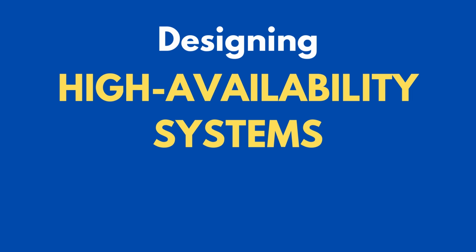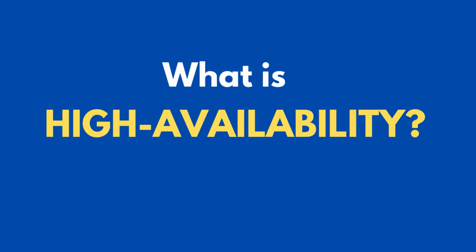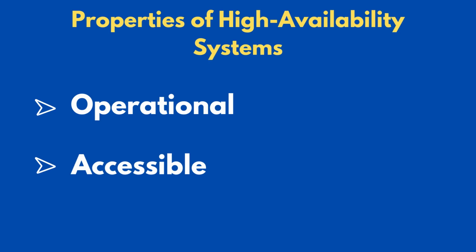The topic for today, how to design a high availability system on the cloud. To begin things, let's understand the meaning of high availability. You call a system highly available when it can remain operational and accessible even when there are hardware and software failures. The idea is to ensure continuous service.